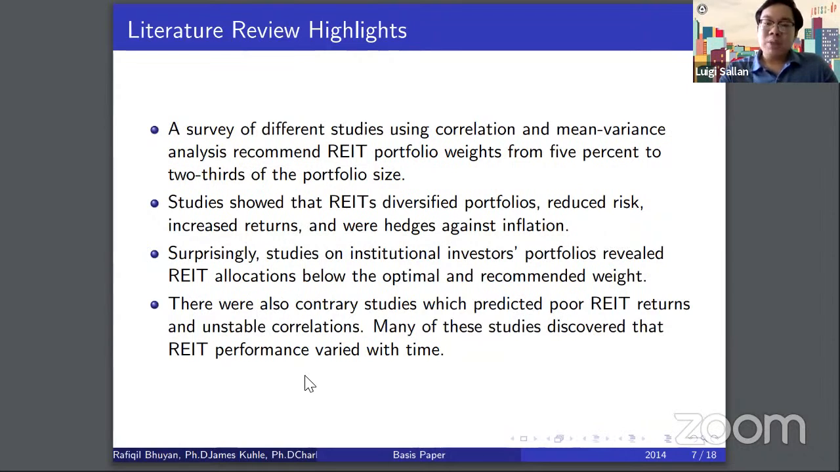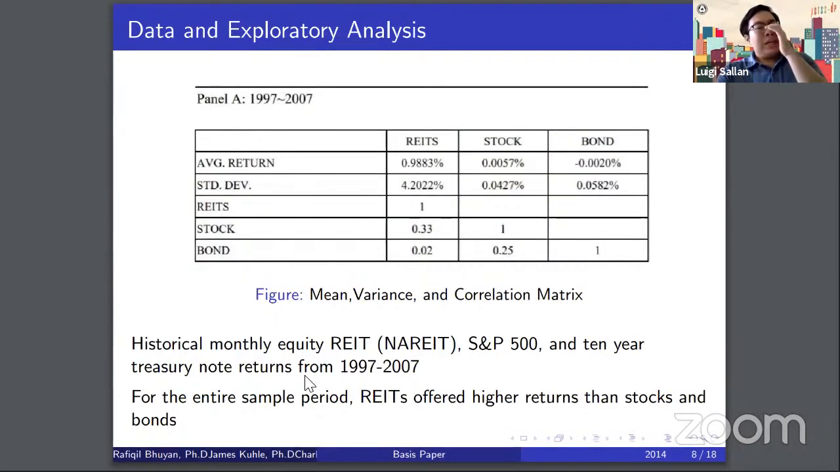Then it turns out many of these studies discovered that REIT performance varied with time. That is, if you have a large market correction, say a financial crisis, REIT performance is expected to be different post and pre financial crisis. So we now move on to their data and exploratory analysis.